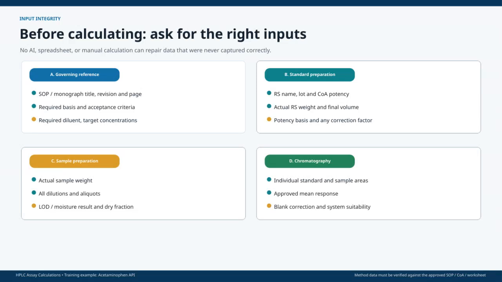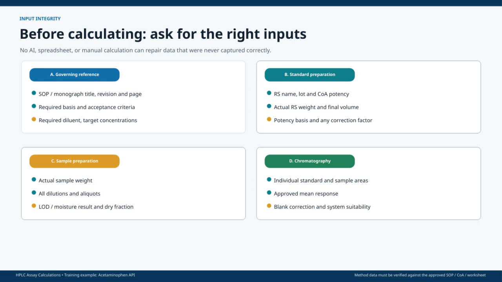Now let's look at HPLC assay calculations using acetaminophen API as a training example. The first and most crucial point is ensuring input integrity. Before we start any calculations, it's important to have the right inputs. No matter how advanced our tools are, whether AI, spreadsheets, or manual methods, if the initial data wasn't captured correctly, we can't fix the results later.